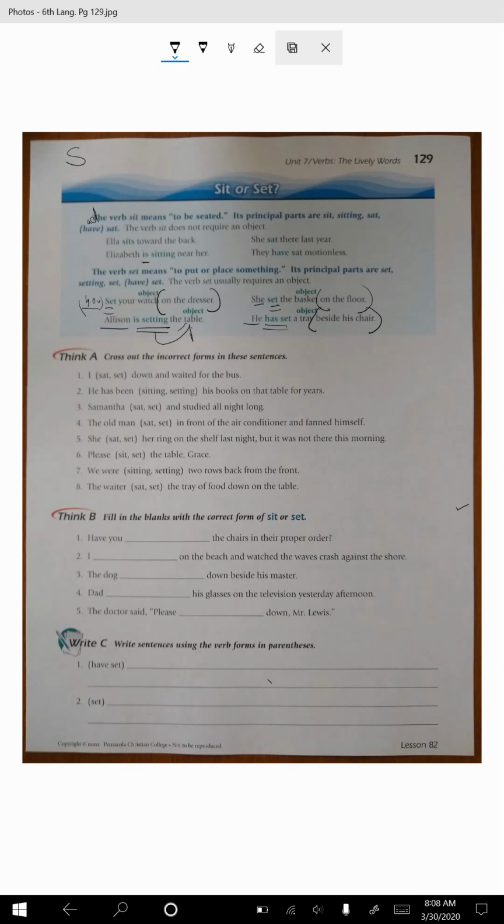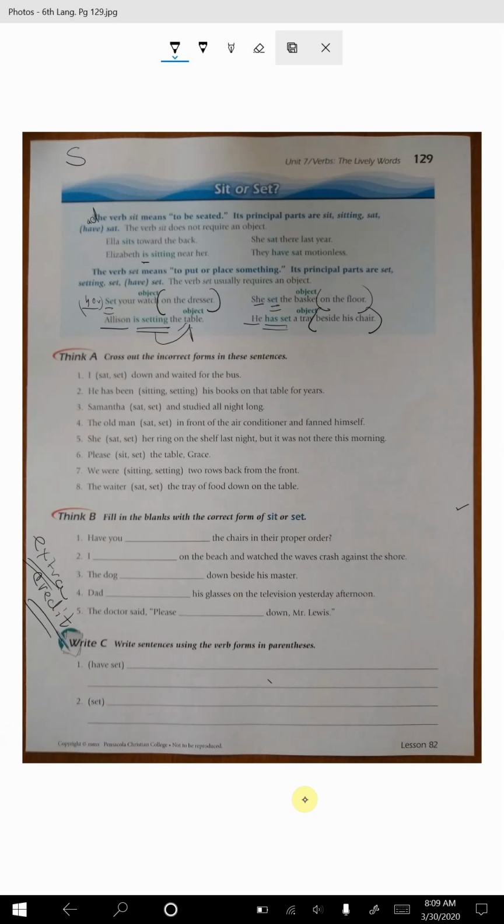All right, so let's go down here and let's do these. I'm going to do A with you, and then I'm going to leave you to do B and C on your own. By the way, down here, I'll give you extra credit for the prepositional phrases, okay? I see a few.